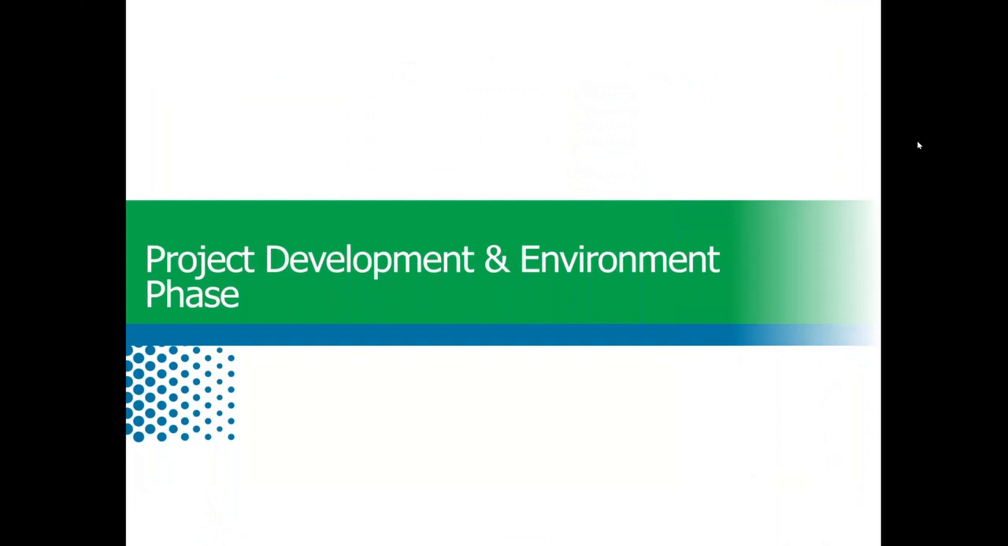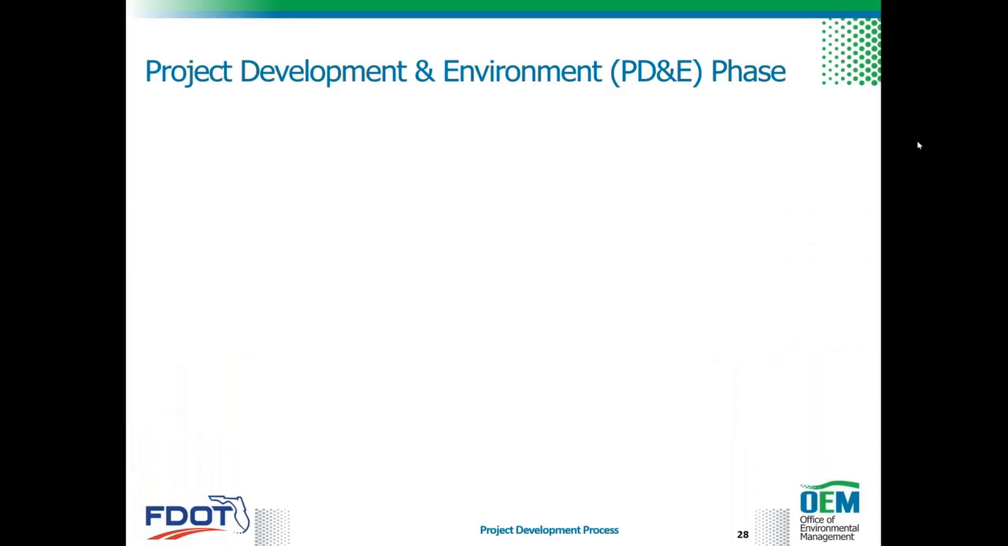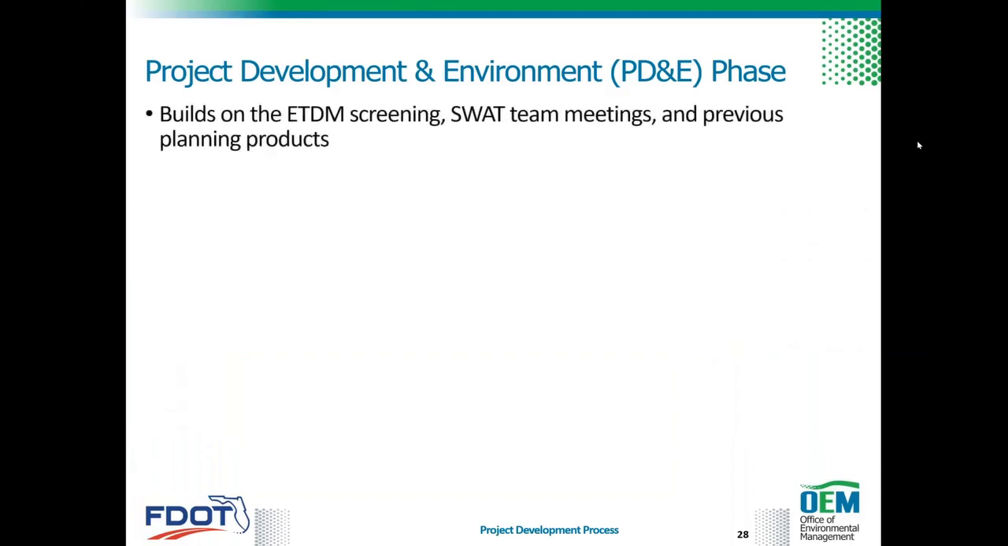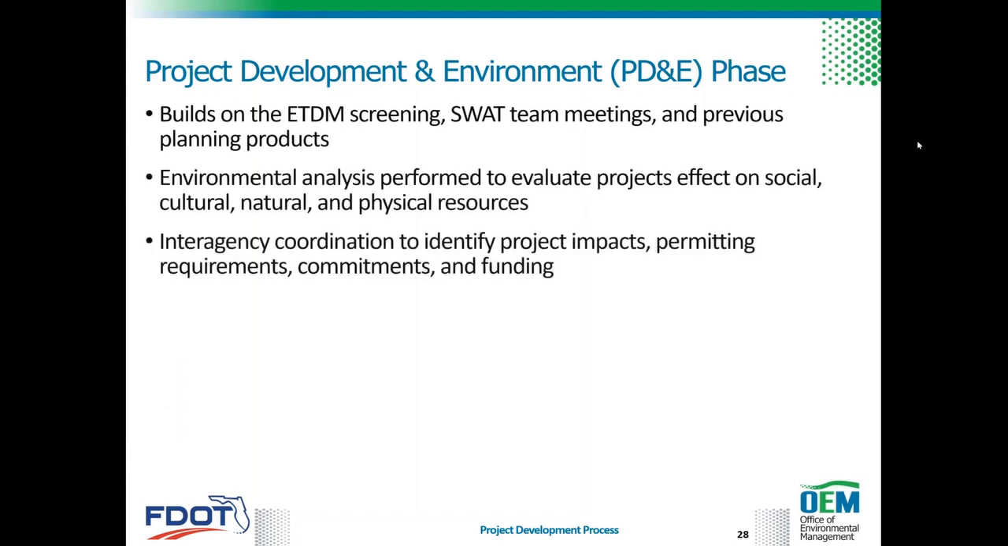So next we're going to talk about, and I'm going to provide an overview of, the project development and environmental phase documentation. This PD&E phase builds on the outcome of the ETDM screening, the SWAT team meetings, and prior planning products and ACE, as applicable, to further define the project's purpose and need. The PD&E phase may also identify project alternatives that satisfy the purpose and need of the project, and environmental analyses performed during the PD&E phase evaluate the project's effect on social, cultural, natural, and physical resources.